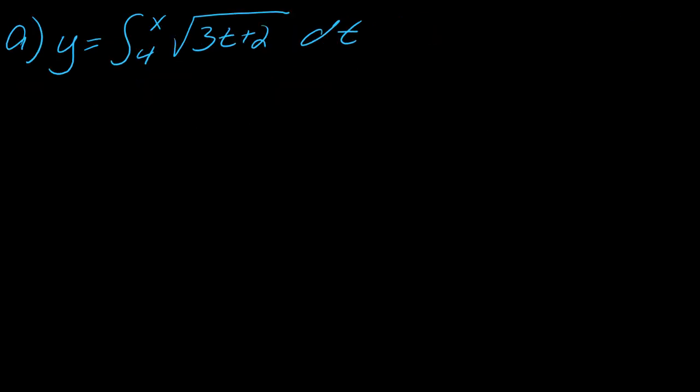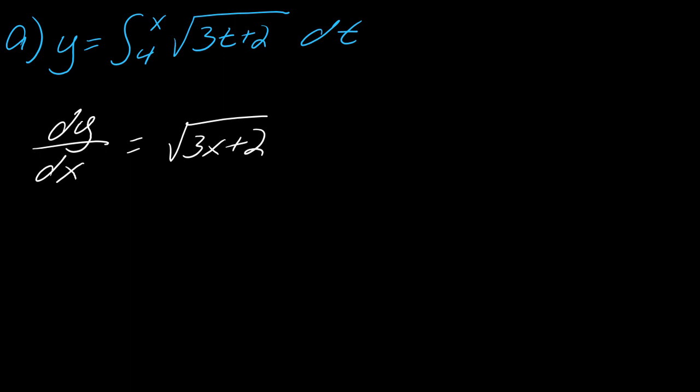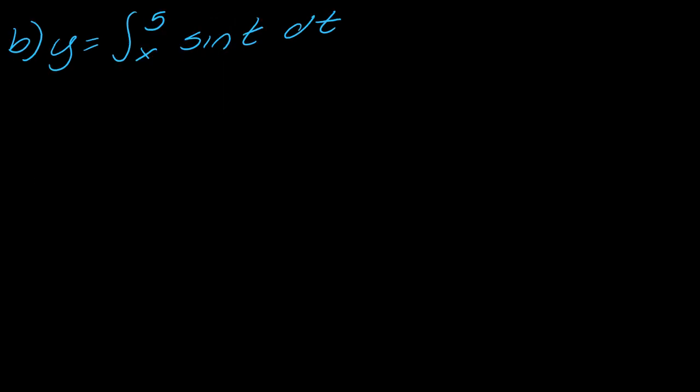So in this case, like I said, this one's pretty easy peasy. If I take the derivative of this, it's just going to be the square root of 3x plus 2. Boom, done. Nothing else to do because this is just an x right here. Okay, so now let's take a look at some other cases maybe where that doesn't happen.